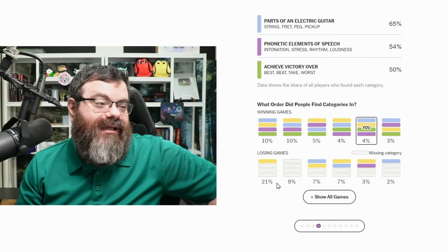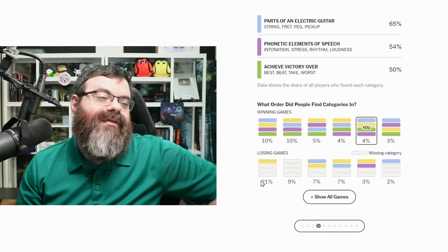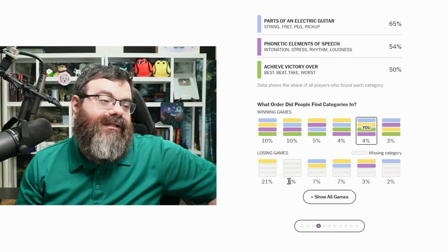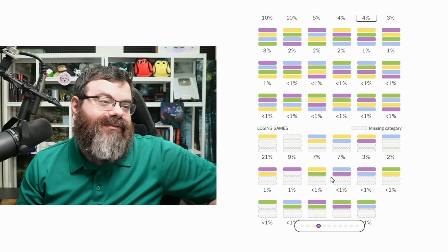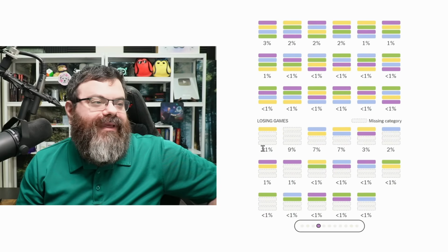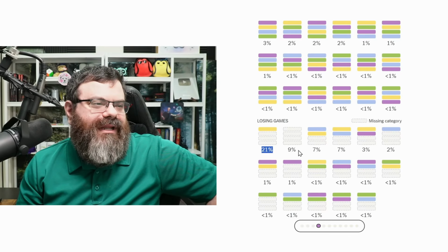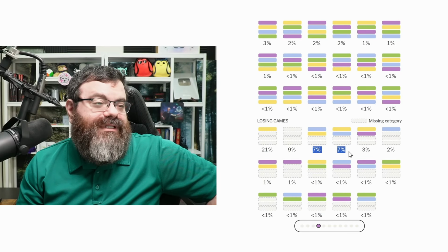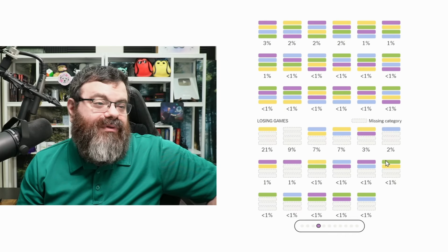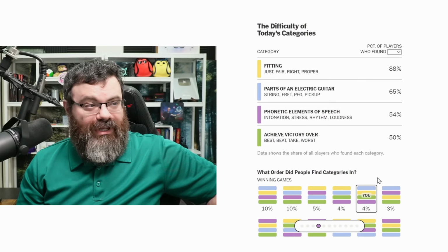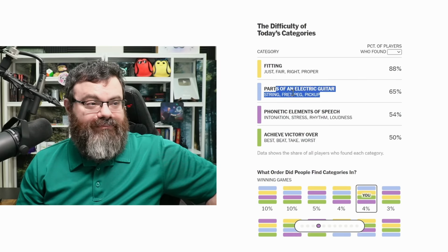21% of people getting just yellow. 9%, this is of losing games, 9% getting... oh, no, I think this is percentage of all people. So I don't think these ever add to 100. Yeah. All right. Anyway, 21% of people got only yellow. 9% got nothing. Then we've got 14% with blue yellow. I was thinking people would be down to blue purple, but I guess more people know about parts of an electric guitar than I thought. I suppose that makes sense. Electric guitars are pretty popular.